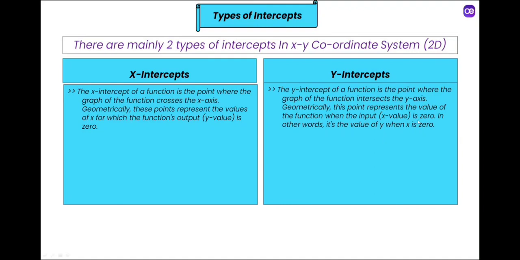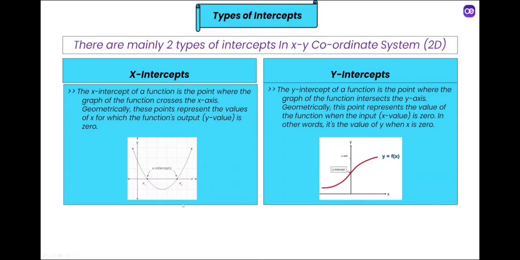Okay, we observe the graphs here. Look at this graph for x-intercepts. Here this curve intersects the x-axis at this point and at this point.